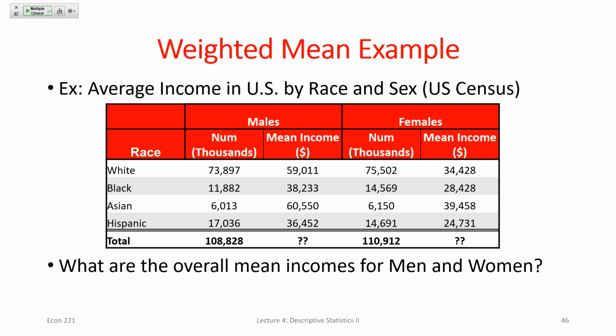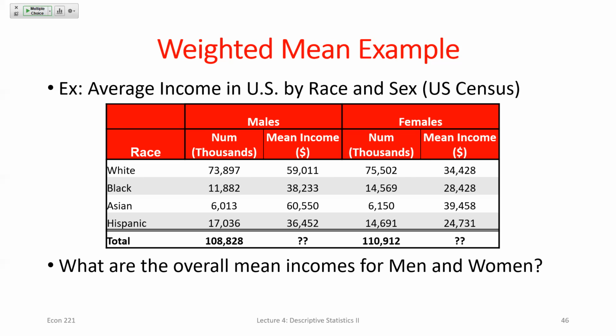Write that number down. Go to the next racial group, 38,000 average income times almost 12,000 people, right? Add to that, next group, 60,000 times 6, so on and so forth. Once I add all those up, that's going to be my numerator, the sum of all those products. Now here I kind of made it easier. I already showed you what the sum of the weights is. So here are my weights. If I add all those weights up, I get that 108,000.